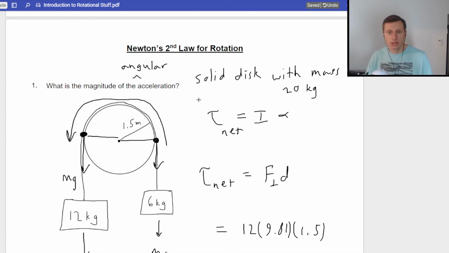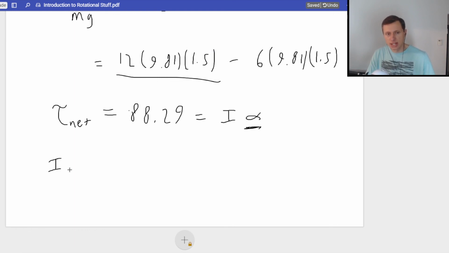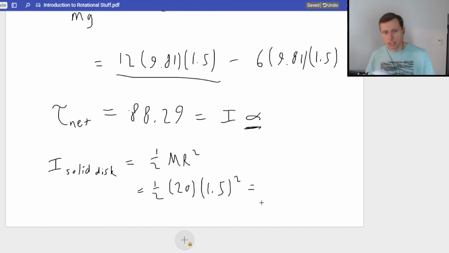Why is that important? Well, for a solid disk, I is going to be 1/2 mr squared. Again, that would be found in a table. The coefficient is 1/2 for a solid disk. We know the mass is 20, so 1/2 times 20. And then we know r is 1.5, the radius, and we're going to square that. So we're going to get I equals 1/2 times 20 times 1.5 squared. We're going to get 22.5.